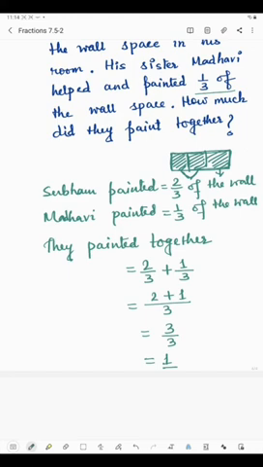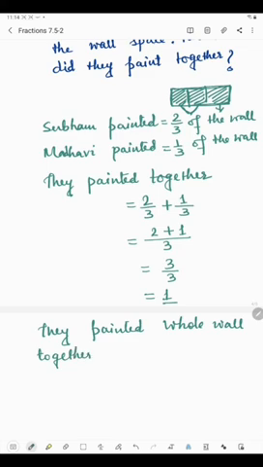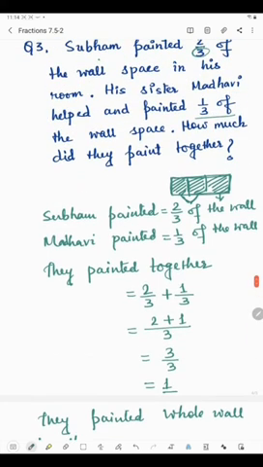Okay, so we will write the answer. They painted whole wall together. Okay, so this was all about question number 3.